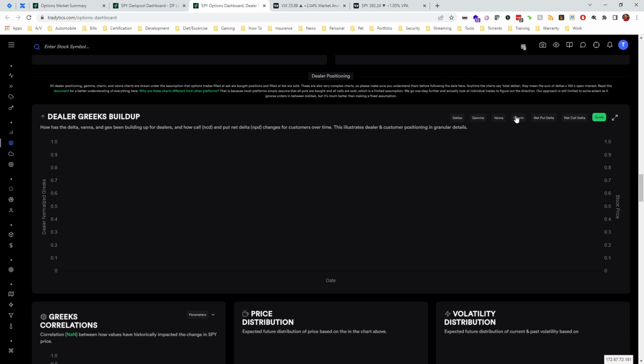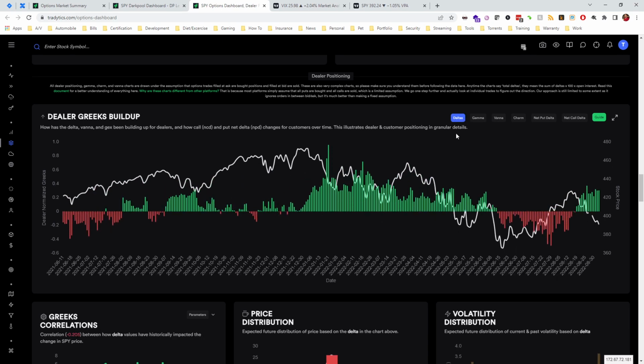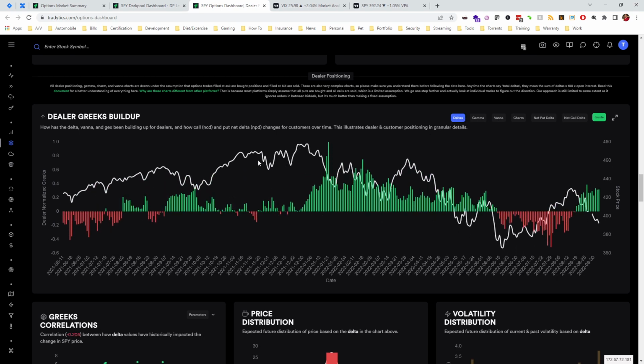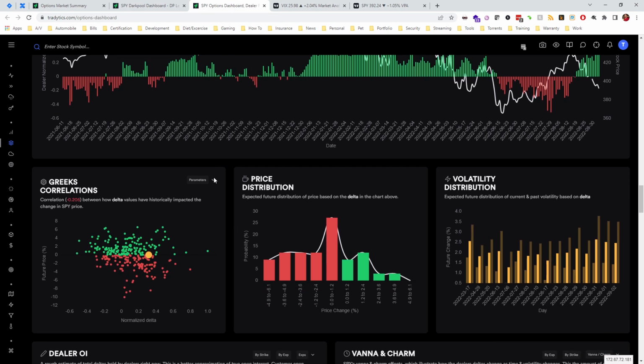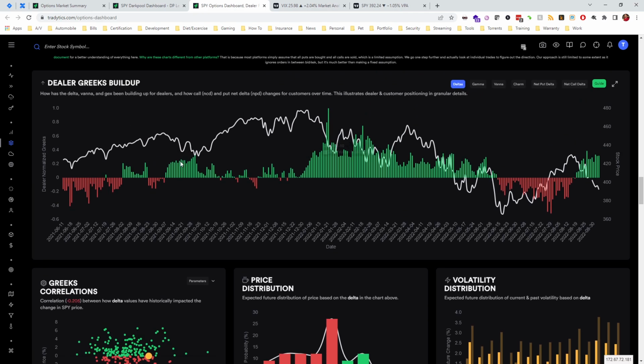And then what we want to do is try to get an idea of how price will move in the future based off all the data that we have historically. So right now, I'm just going to leave this on deltas, and if we scroll down, these 3 dashboards go hand in hand with what we're looking at up here.